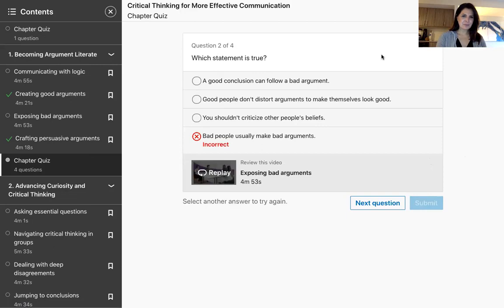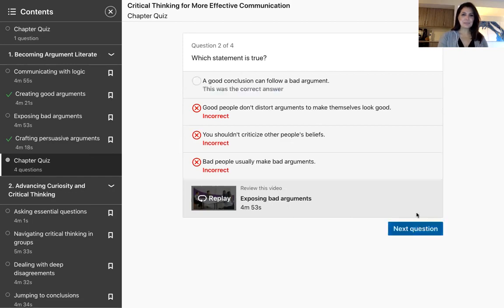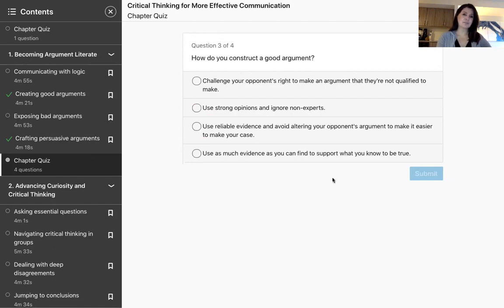So number 4 is not correct. The question is asking you which statement is true. A good conclusion can follow a bad argument. Good people don't distort argument to make themselves look good. Some of you guys are choosing number 2. I would say try as the last step. Try again. Okay, Angela, you shouldn't criticize on people's belief. The only correct answer is a good conclusion can follow a bad argument. This can be somehow known as the non-deductive. We talked about a non-deductive, right?